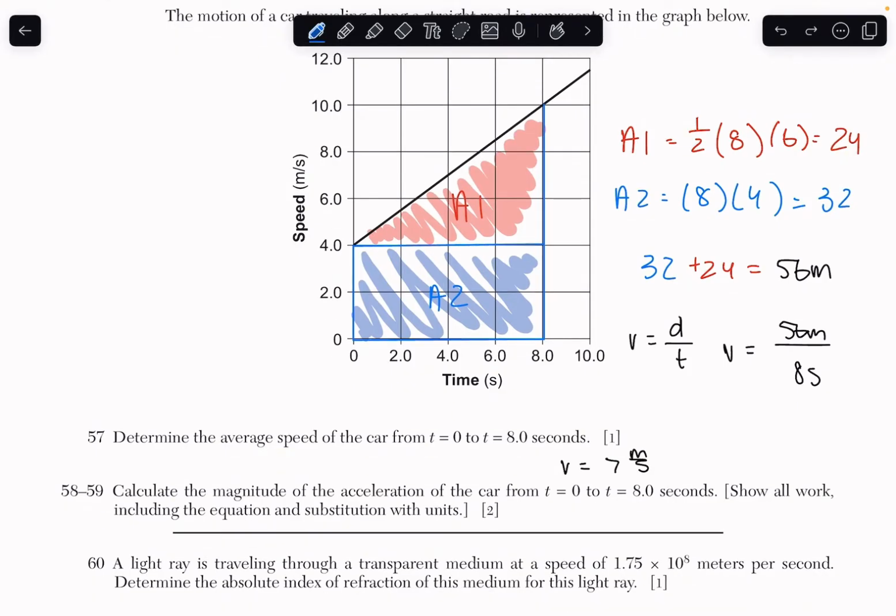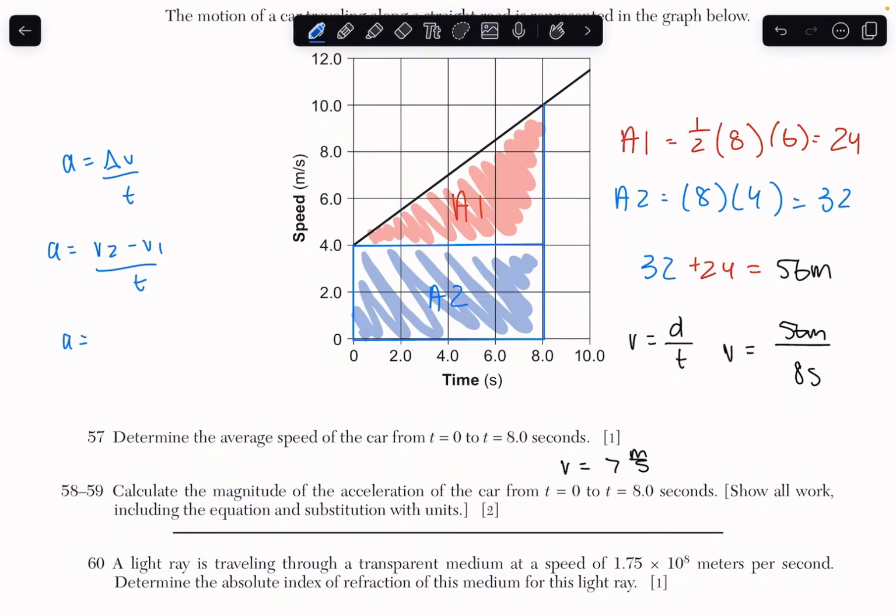58 through 59. Calculate the magnitude of the acceleration of the car from time equals 0 to time equals 8 seconds. So in order to calculate acceleration, we just use the equation a equals change in v over t. And since it's change in velocity, we're just going to do a equals v2 minus v1 over t. And we just plug in.